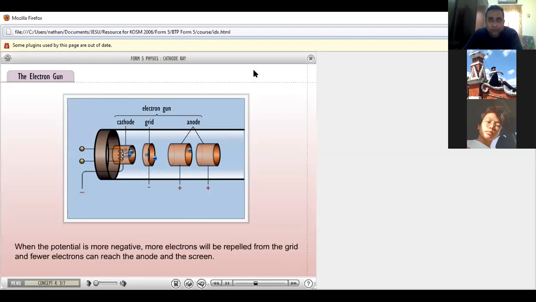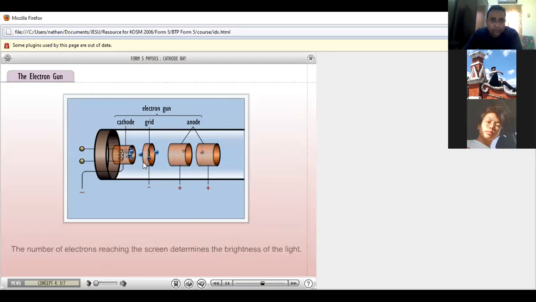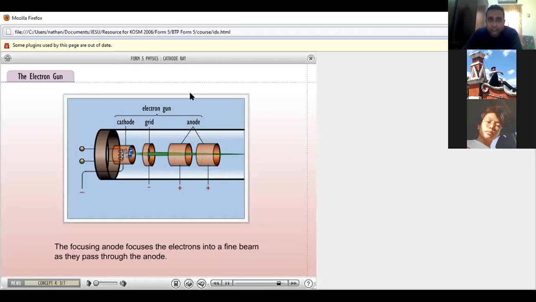Okay. Now here there is one component we call it control grid. This control grid will be connected to a negative voltage. Why? Because this control grid will control the number of electron that going to pass through the anode, sorry, the number of electron that going to hit the screen. Let's say this is your screen, right? So this control grid will control the number of electron that's going to hit the screen.